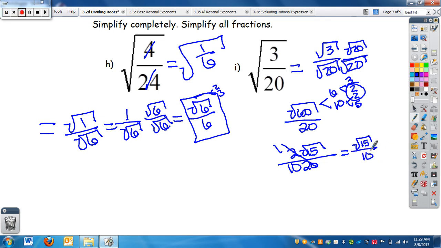Some students are tempted to simplify this, but again, you're either in jail or you're not in jail. 15's in jail, this one's out of jail. They cannot be simplified together whatsoever. And 15 we already know is simplified down to 3 and 5, so we are done.